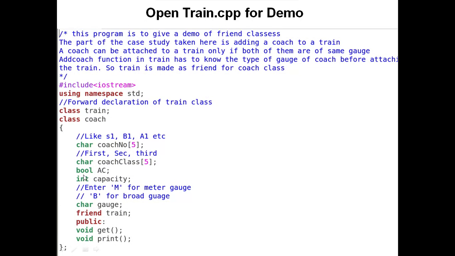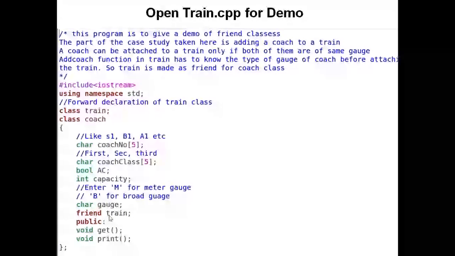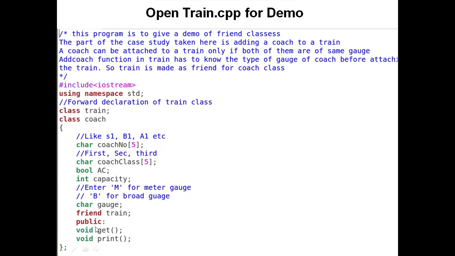And then AC, which I have declared as bool because it's going to be either true or false. If it is an AC coach, we will give true, otherwise false. And then the capacity of the coach, and a character to represent the gauge of the coach. And here we are making the class train a friend. You can see this line, and then we have functions to get the details and print the details. This is what the coach class contains.